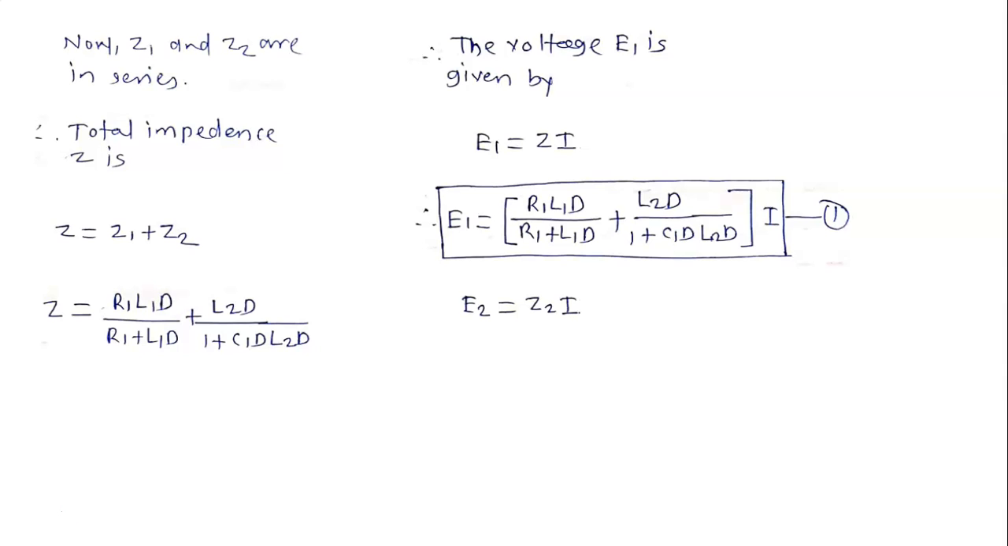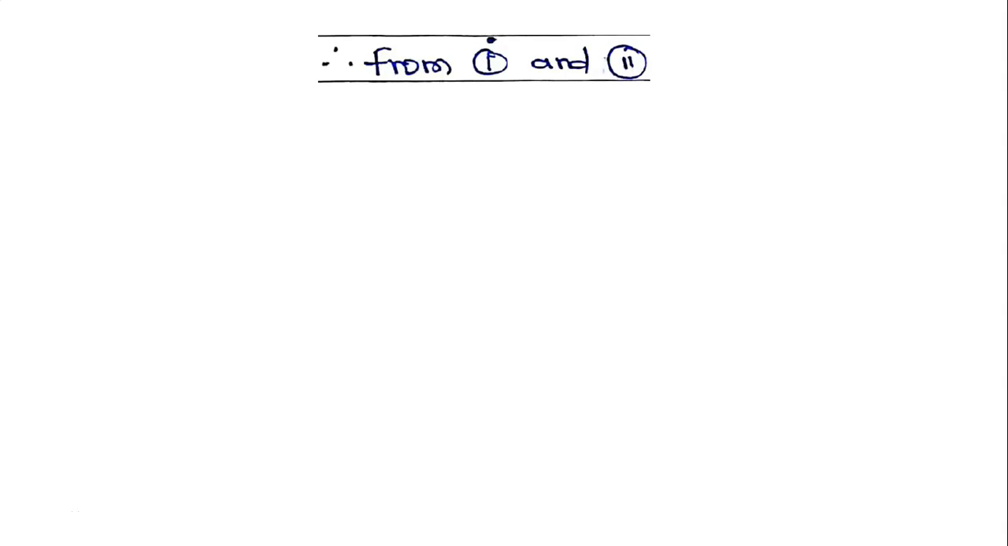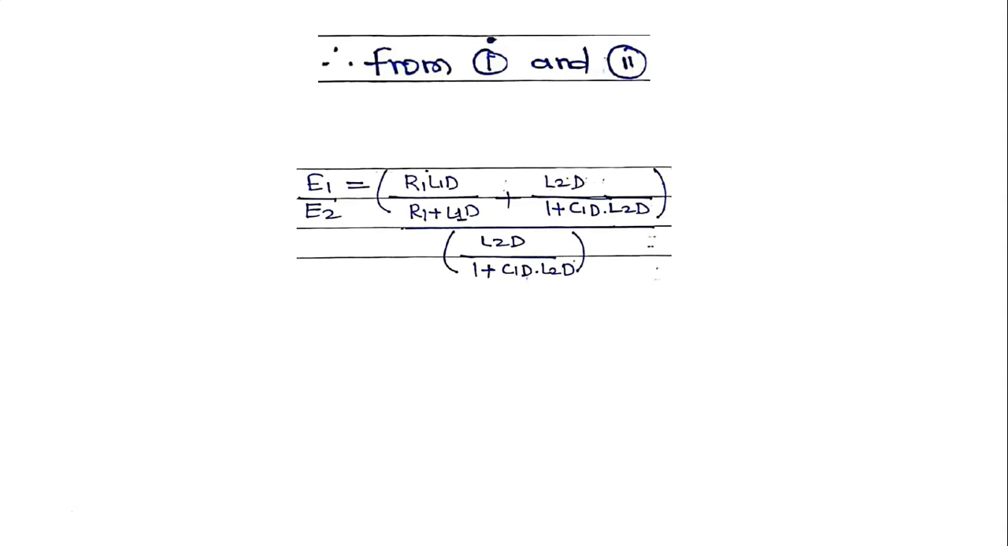Similarly, the voltage E2 is given by E2 is equal to Z2I. Therefore, E2 is equal to L2D into I divided by 1 plus C1D into L2D, equation 2. Therefore, by dividing equation 1 by 2, we will get the relation between E1 and E2. From 1 and 2, E1 divided by E2 is equal to R1 L1D divided by R1 plus L1D plus L2D divided by 1 plus C1D into L2D, divided by L2D divided by 1 plus C1D into L2D.